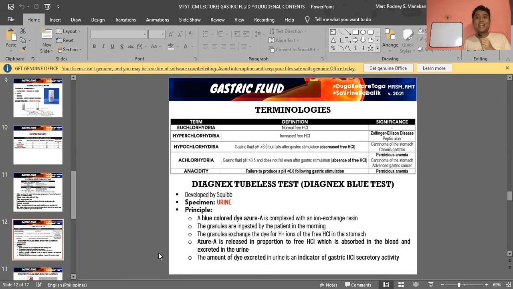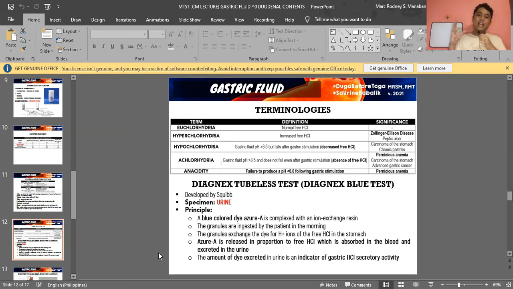Of course not. It is urine, okay? So what is the principle? The patient ingests a blue-colored dye, Azure A, that contains an ion exchange resin. What happens is, upon reaching the stomach, the granules exchange the dye for H+ ions in the HCl of your stomach. So Azure A is released in proportion to free HCl, and is absorbed in the blood.